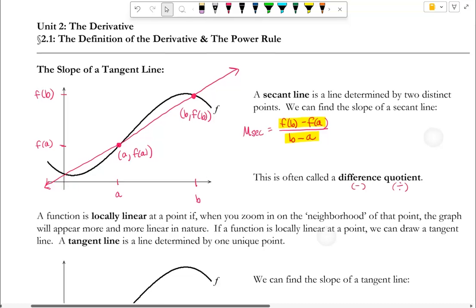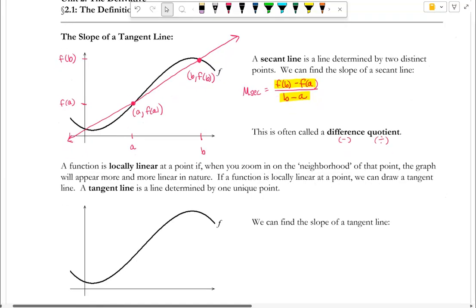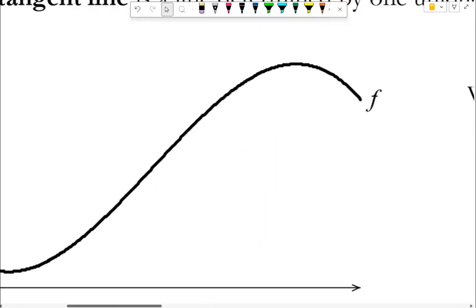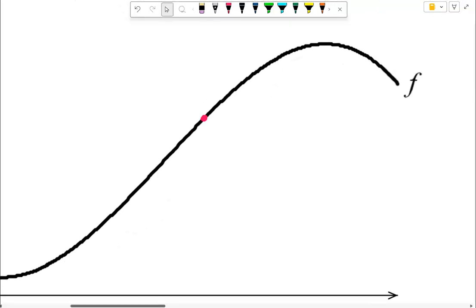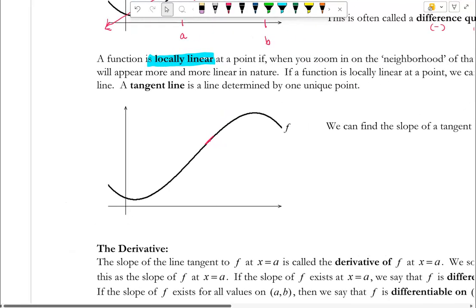But if we want to find the slope of a tangent line, we're going to have to do something a little bit different. So when we talk about a function, we could describe it as being locally linear at a particular point. And what that means is when we zoom in really close to that point, the graph will appear linear. So I'm going to literally zoom in. I'm going to just pick a spot on this curve. And if I zoom in really close, well, this is as far as I can zoom in, right around this point I just made, that graph looks linear right there. But when we zoom out, we can see that the graph of f is a curve and not in fact linear.